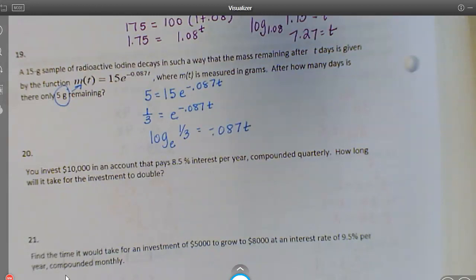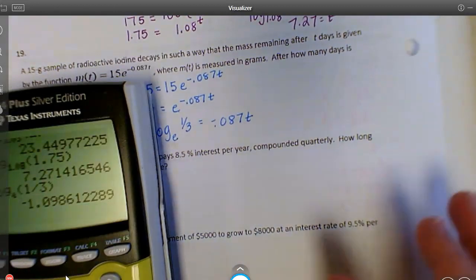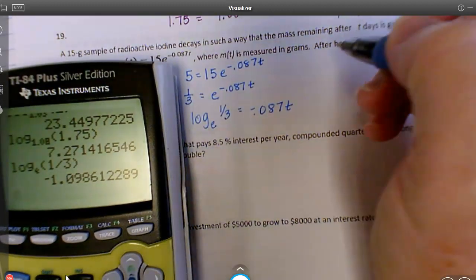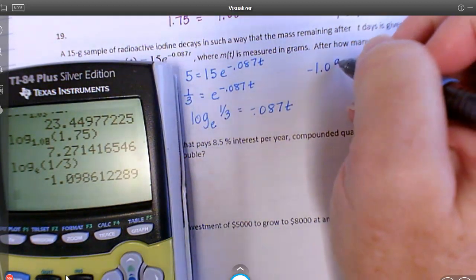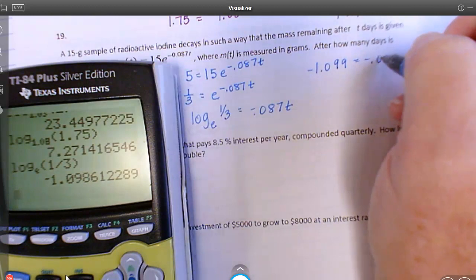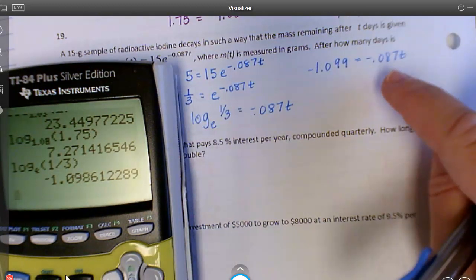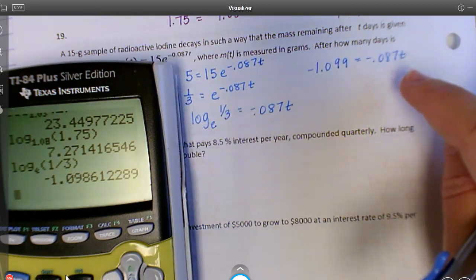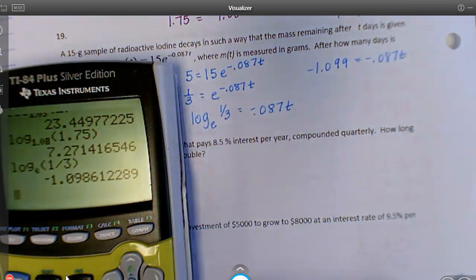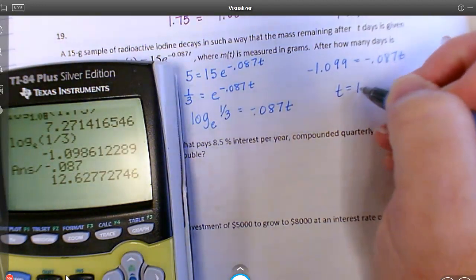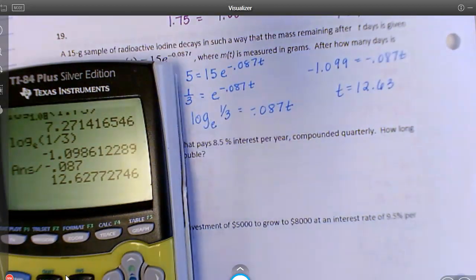So we're going to have log base e of 1/3. I get that. So negative 1.099. That's not the answer though, because that equals negative power times t. So what do I do on both sides now? Divide it, exactly. So I'm going to divide it by negative 0.087, and that's going to give me 12.63.